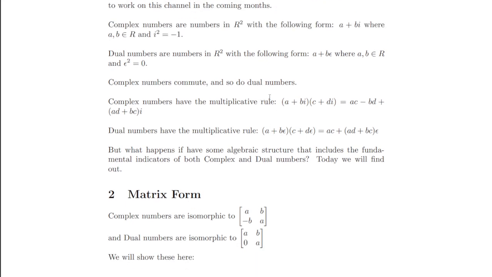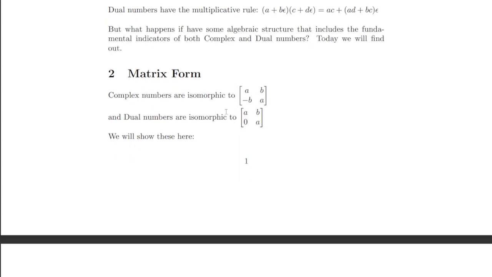Complex numbers have the multiplicative rule a plus bi times c plus di equals ac minus bd plus ad plus bc i. Dual numbers have the multiplicative rule a plus b epsilon times c plus d epsilon equals ac plus ad plus bc epsilon. But what happens if we have some algebraic structure that includes the fundamental indicators of both of them?